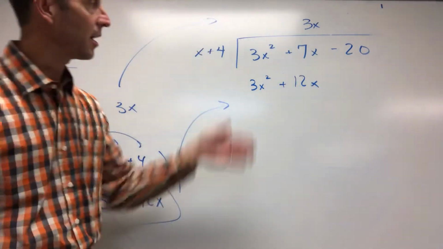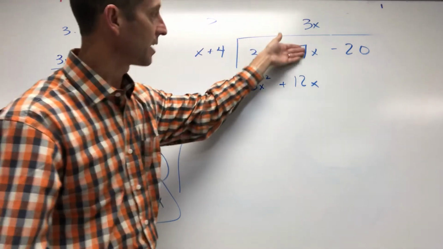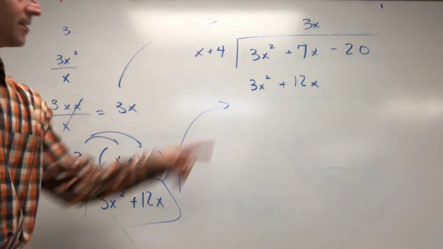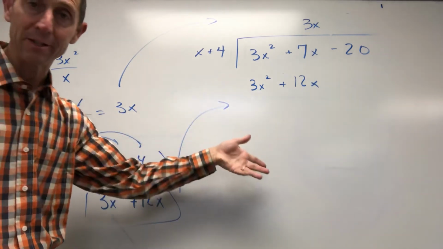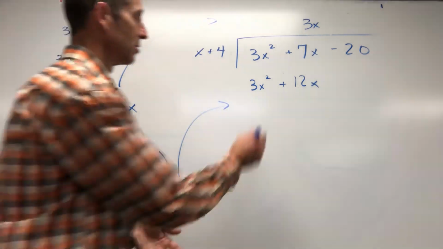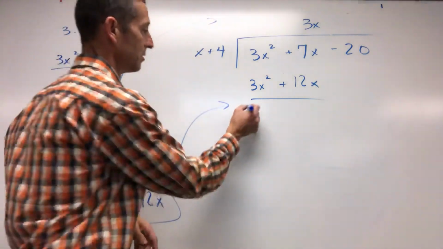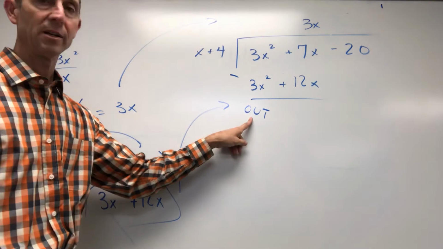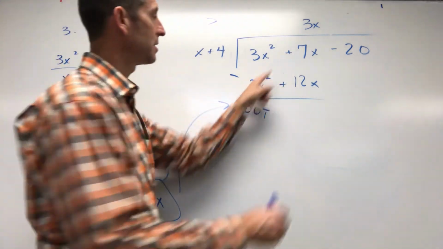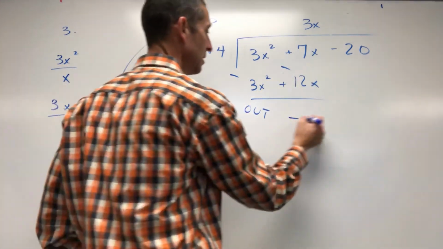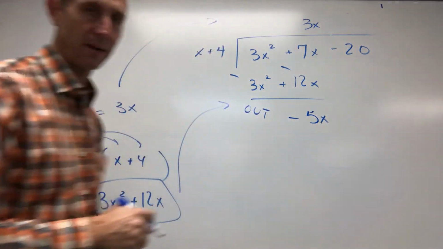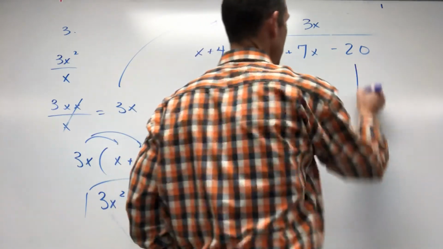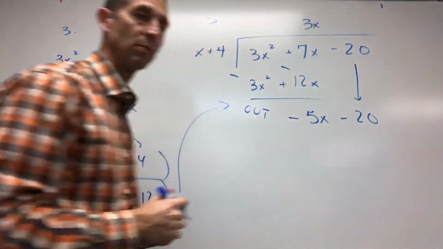And then again, check it out. X squared, x, number, number, number. You know you've done it right if this and this are exactly the same. 3x squared and 3x squared. So they're going to subtract, they're going to be gone. This cancels out. So 3x squared minus 3x squared cancels out. 7 minus 12 becomes negative 5x. To start your next round, the minus 20 has to drop straight down.